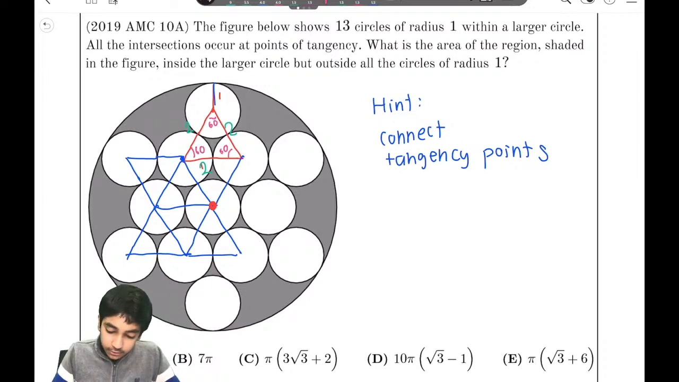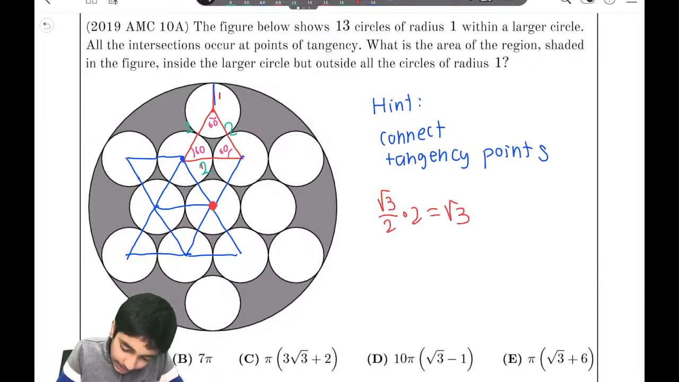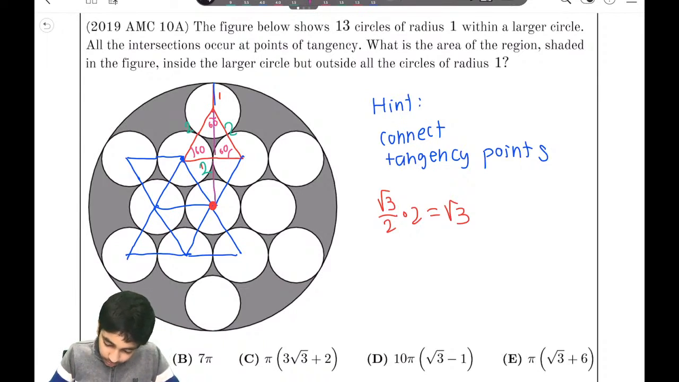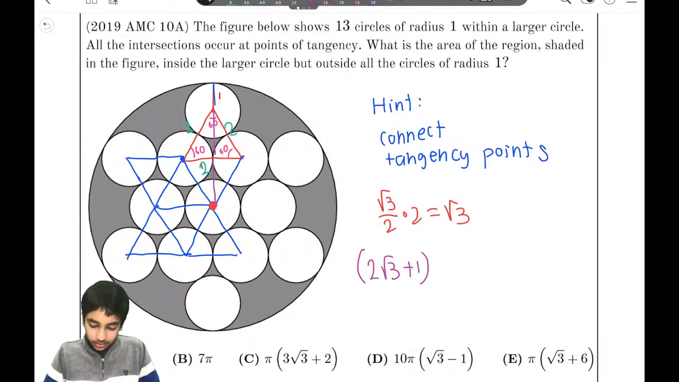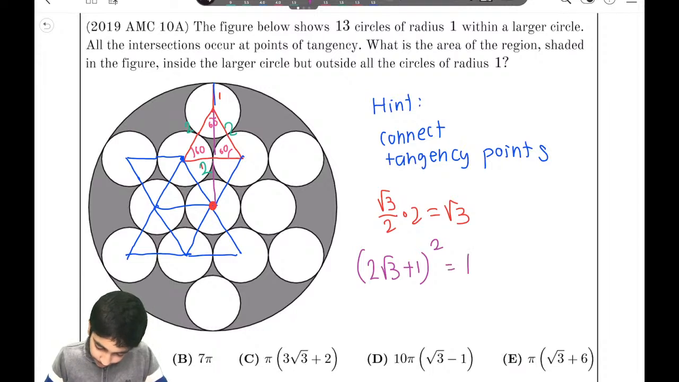And we know the height of an equilateral triangle is root 3 over 2 times the side length. So root 3 over 2 times 2, which is square root 3. So this height of the equilateral triangle is square root 3. So this is square root 3, 1. So 2 root 3 plus 1 is the radius of the large circle. So we do 2 root 3 plus 1 squared, which is equal to 13 plus 4 root 3, times pi.